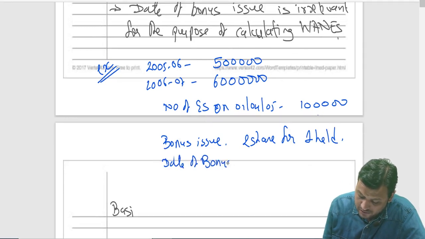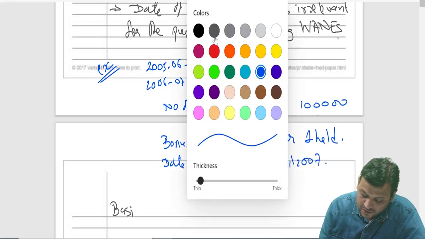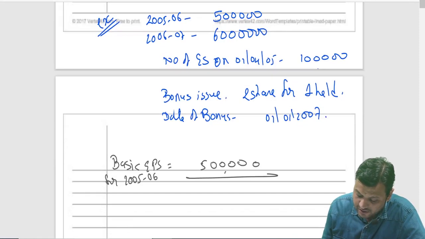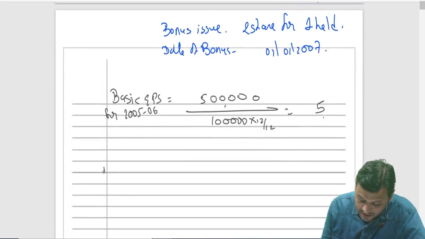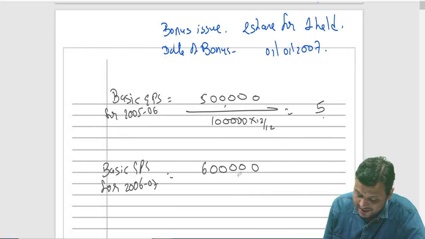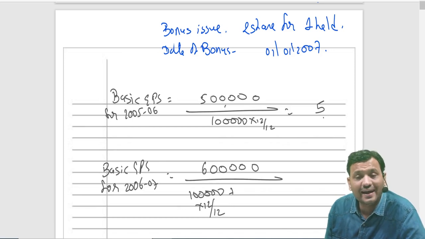The date of bonus is 1st January 2007. So dear students, as far as basic EPS is concerned, it will be 5 lakhs, of course with respect to 2005-2006, divided by 1 lakh into 12 by 12, which gives me 5. Then I will calculate the basic EPS for 2006-2007, which is 6 lakhs divided by 1 lakh into 12 by 12, because these shares were already there.